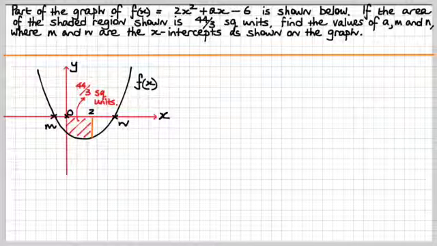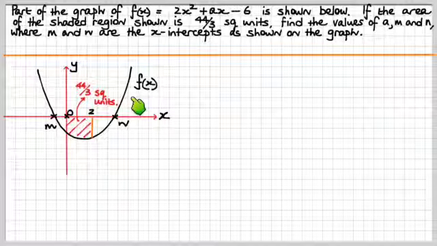Part of the graph of f of x equals 2x squared plus ax minus 6 is shown below. If the area of the shaded region shown is 44 over 3 square units, find the values of a, m and n, where m and n are the x-intercepts as shown on the graph.